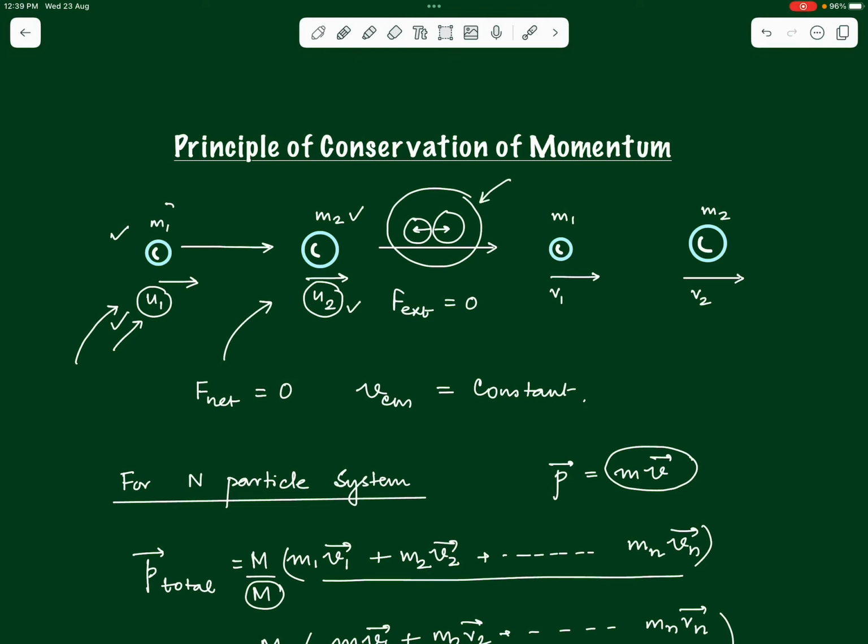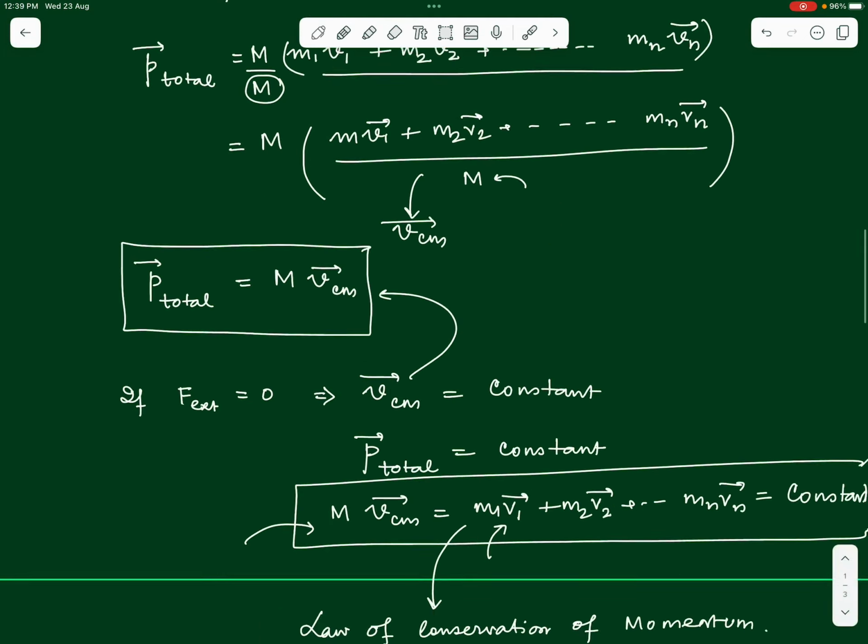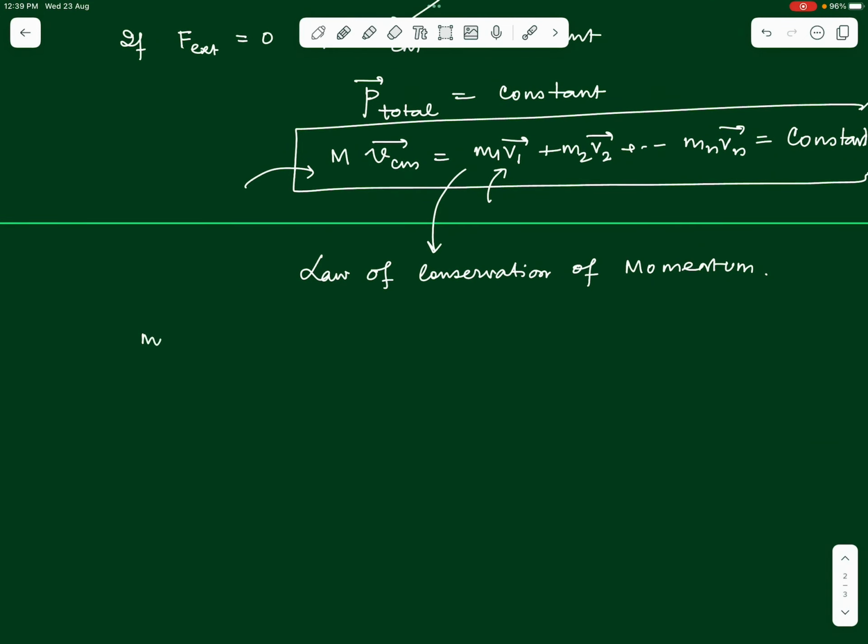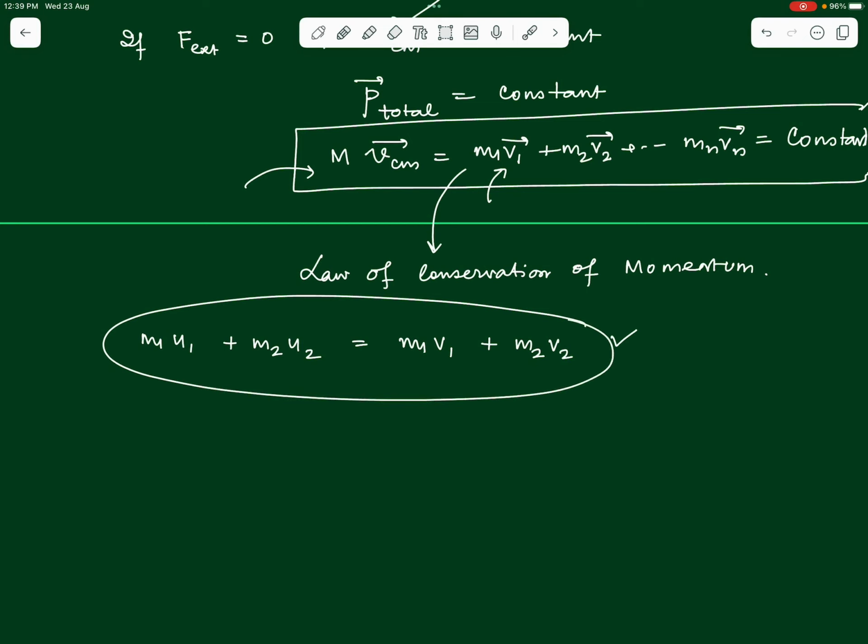Now, after collision, if we assume that the new velocities that the two balls acquire are v1 and v2, their new momentum will be m1 v1 plus m2 v2. So by the law of conservation of momentum, we can write m1 u1 plus m2 u2 is equal to m1 v1 plus m2 v2. This is the expression for the law of conservation of momentum for a two particle system interacting with each other with no external force acting on the system. This is a very important expression.